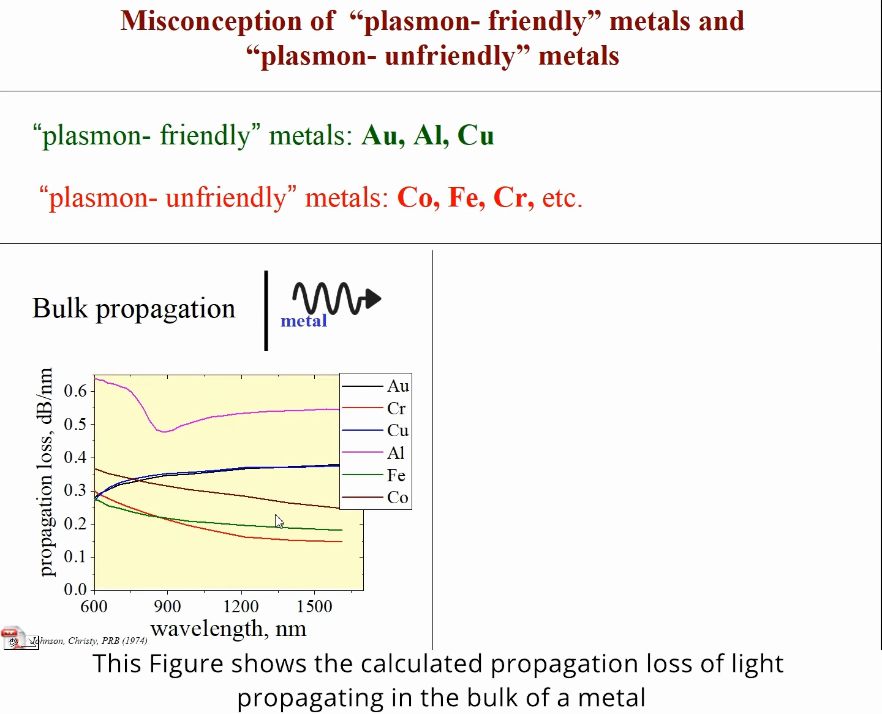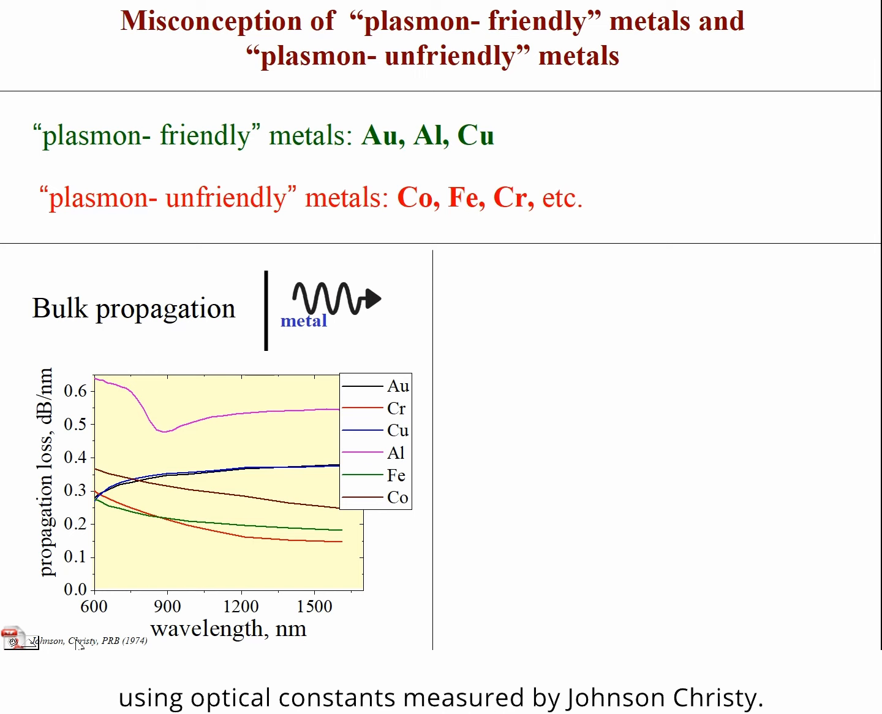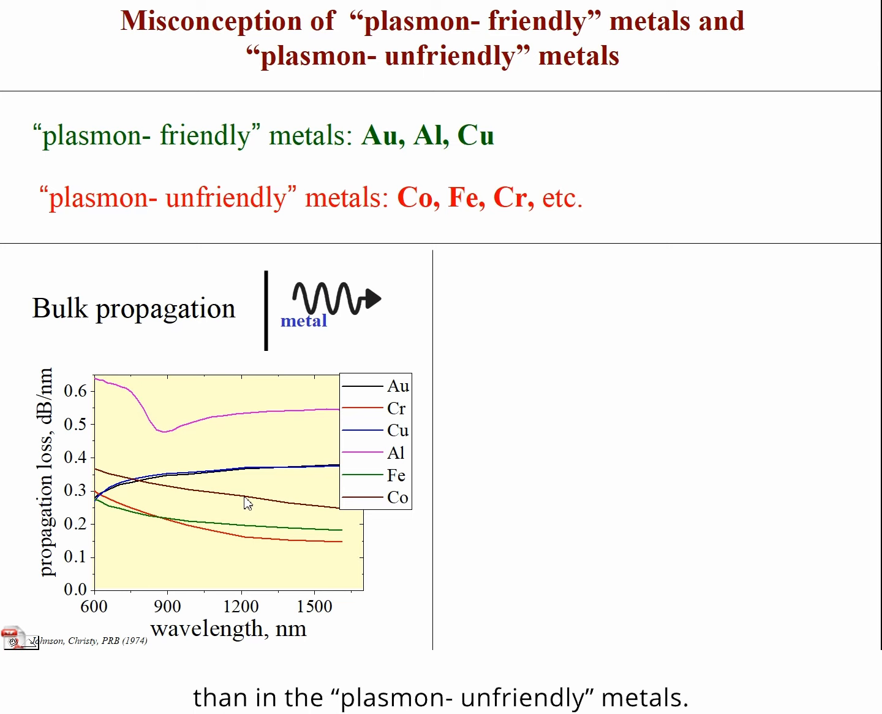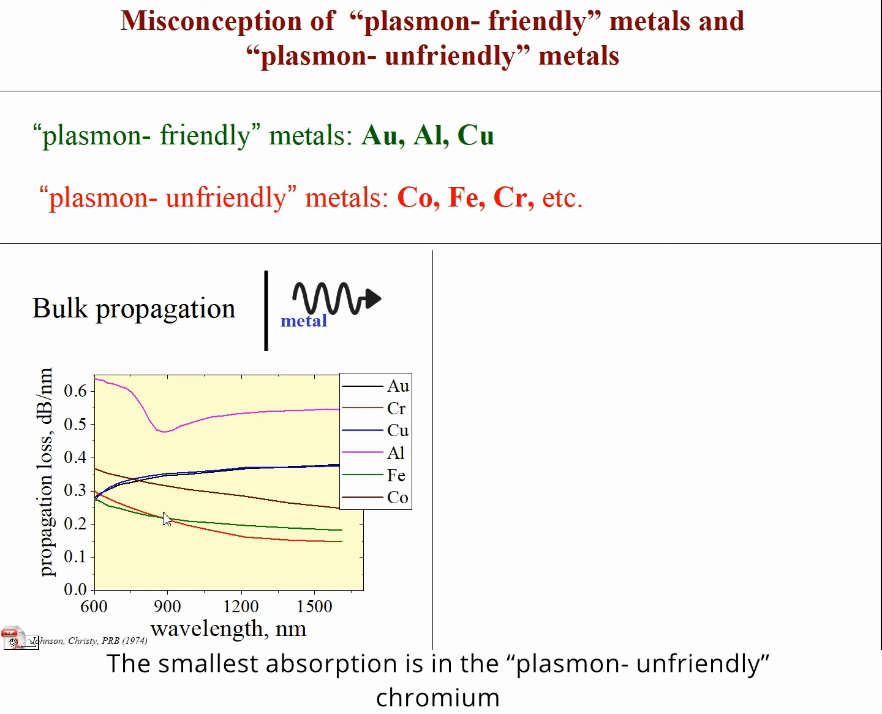This figure shows the calculated propagation loss of light propagating in the bulk of a metal using optical constants measured by Johnson and Christy. In fact, the absorption loss of the plasmon-friendly metals is larger than in the plasmon-unfriendly metals. The smallest absorption is in the plasmon-unfriendly chromium, and the largest absorption in the plasmon-friendly aluminum.